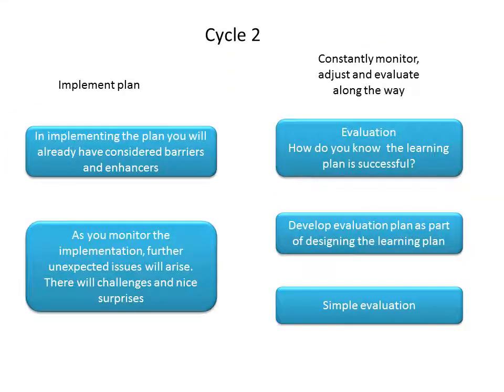So now moving to the second cycle, where we implement and monitor. The implementation of the plan, you've already considered the barriers and enhancers, but there will always be unexpected issues that will arise. But there's also sometimes nice surprises. And in terms of the evaluation, we're asking there, how do you know that the learning plan or program, whatever you want to call it, is actually successful?